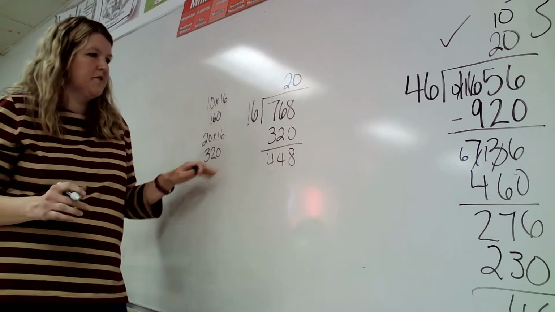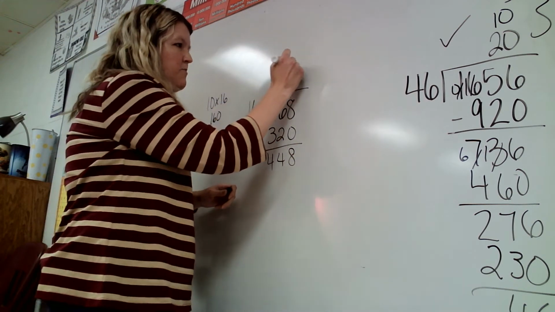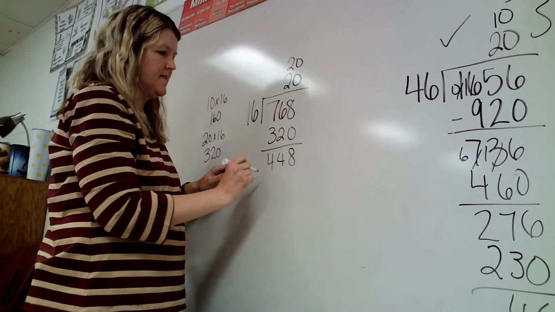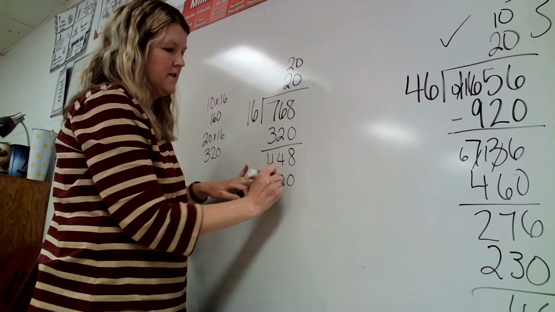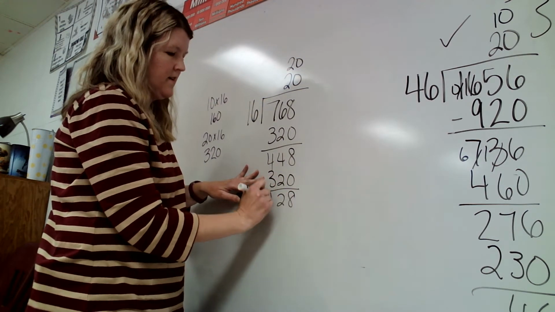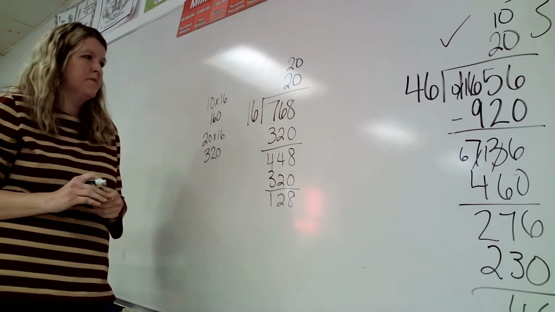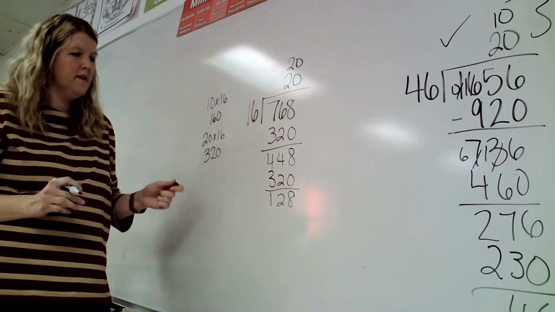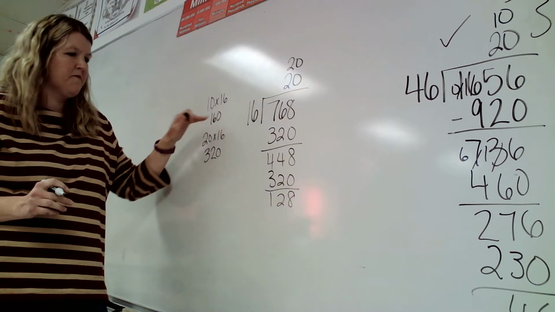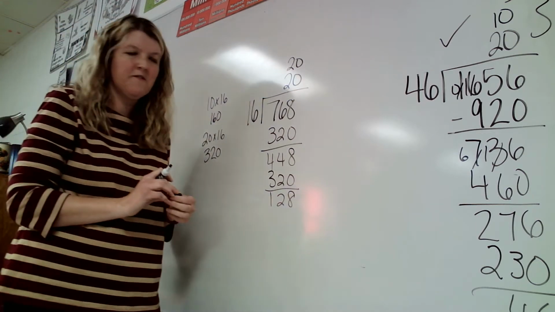So I know I can do that again. So I'm going to do another group of 20. So 20 times 16 is 320. I subtract. Now I've got 128. So I can't make any more groups of 20. I also can't make a group of 10. So I don't have enough even to make a group of 10.